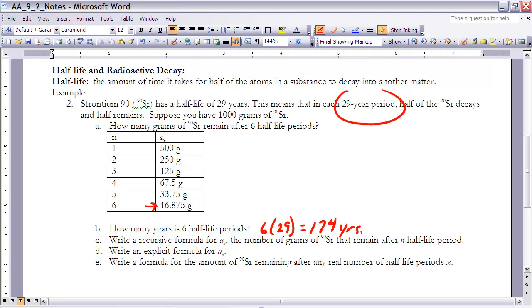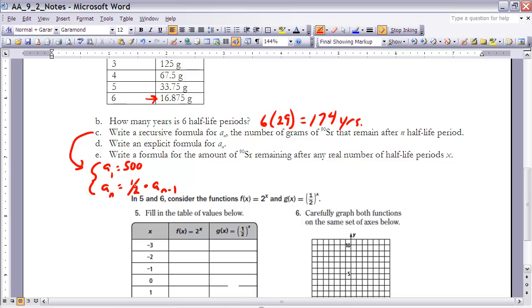Part C then says, write a recursive formula for A sub n, the number of grams that remain after n half-life periods. So n represents the number of half-life periods. To write that recursively, we're going to put A sub 1 being 500, because that would be the amount after the first half-life period. Now, sometimes you'll see the book put A sub 0 here and make it 1000. We can work with that.